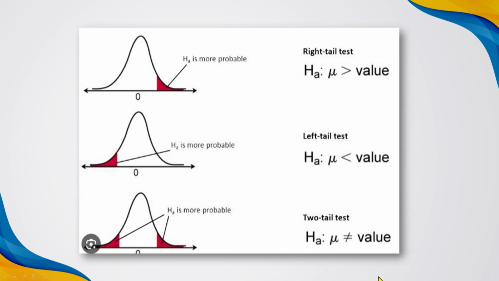If you look at this figure, the first curve represents right tail test. Similarly, the second curve represents left tail test. Then the third curve represents two tail test. In the first curve, the rejection region is on the right side. In the second curve, the rejection region is on the left side. In the third curve, the rejection regions are on both sides, that is, level of significance alpha by 2.